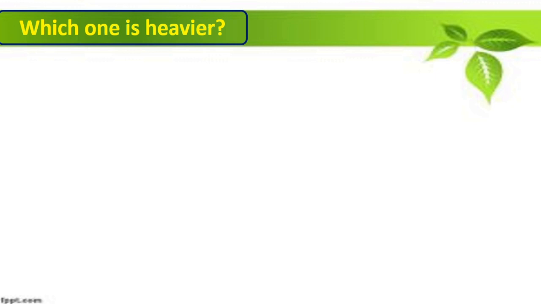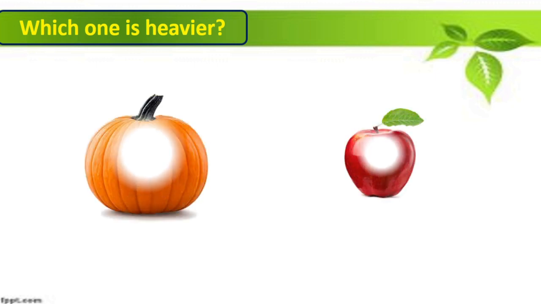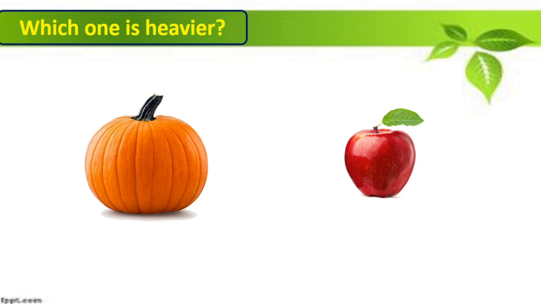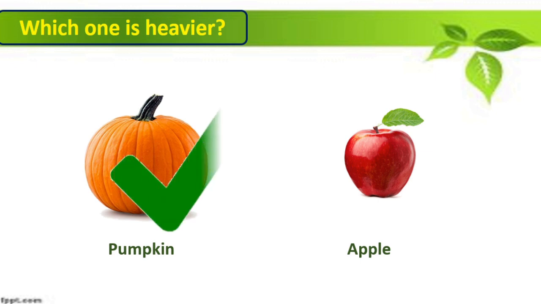Now come on dear children, tell me which one is heavier. You can see a pumpkin and an apple on the screen. Which one is heavier in weight? Yes, very good. Pumpkin is heavier than an apple, isn't it? By observing the shape and size of the pumpkin, we can easily say that pumpkin is heavier than an apple.